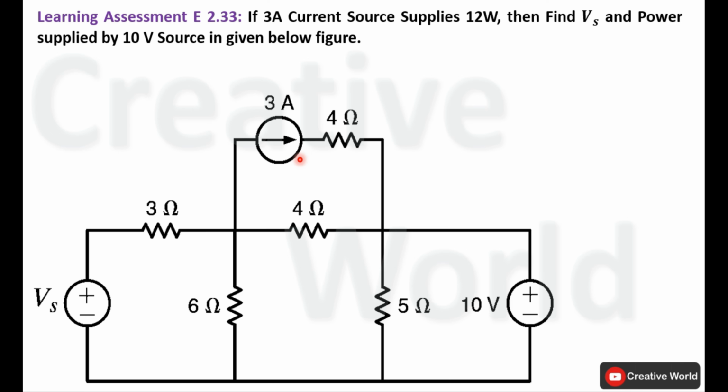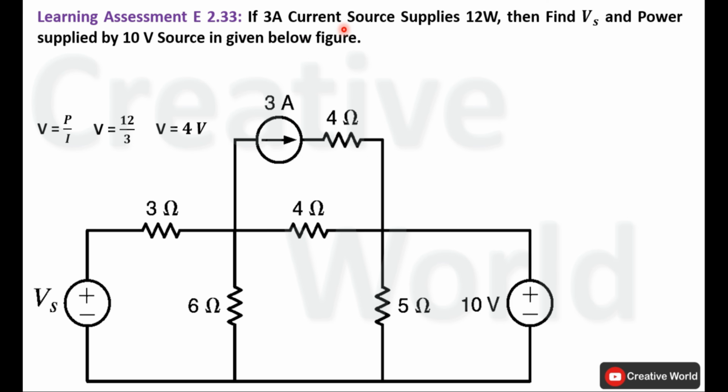The power of this current source is provided in this scenario, that is 12 watt. We can find the voltage across this current source because current is given and power is given. We will utilize the power formula, that is P equal to VI, and voltage will be equal to P divided by I. Here P is power and I is current. Enter the values. The power of this current source is 12 watt and the value of current is 3 ampere. Solve this equation to find the voltage across this constant current source, that is 4 volt.